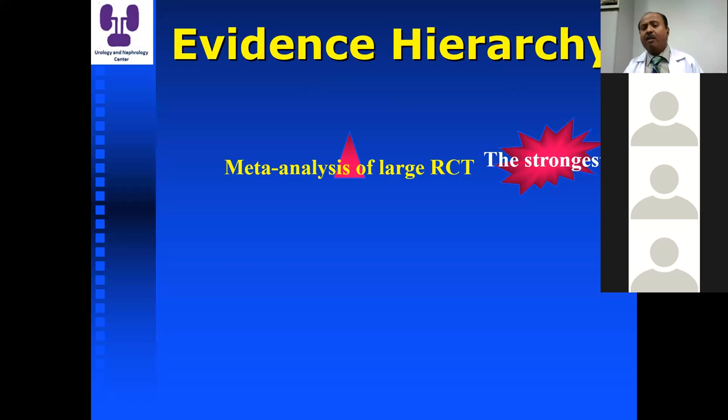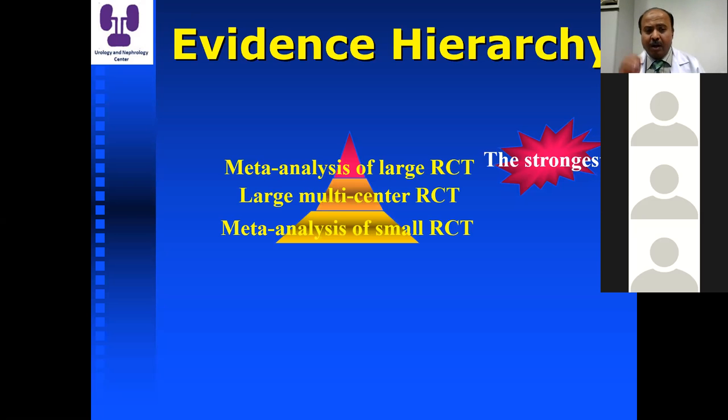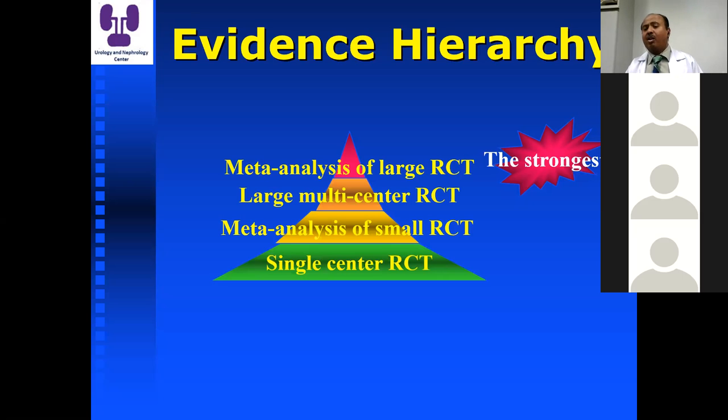The top of the pyramid reflects the strongest evidence. So if we have a strong, well-done meta-analysis, dependent on large randomized controlled studies, this is the strongest evidence that we can have in medicine. Okay? Followed by a large multi-center randomized controlled study, because a large multi-center randomized controlled study is superior to a poor meta-analysis. Followed by meta-analysis of small randomized controlled trials. Followed by a single-center randomized controlled trial. So this is within the domain of interventional studies.